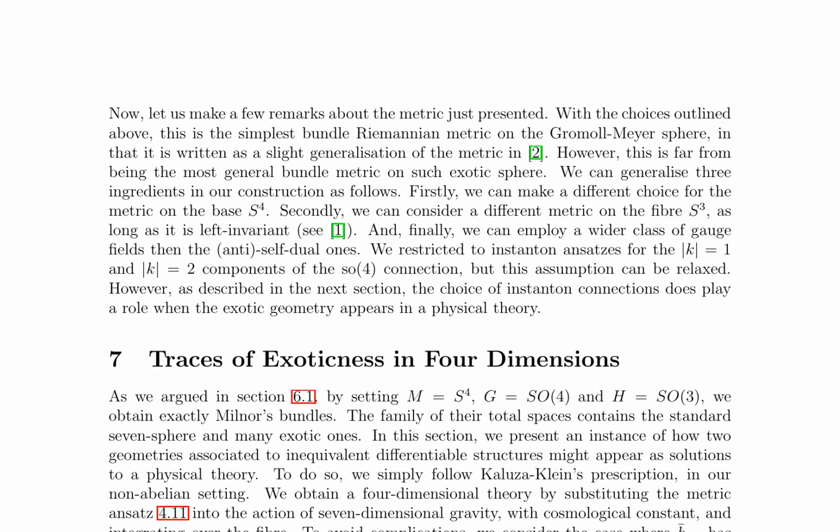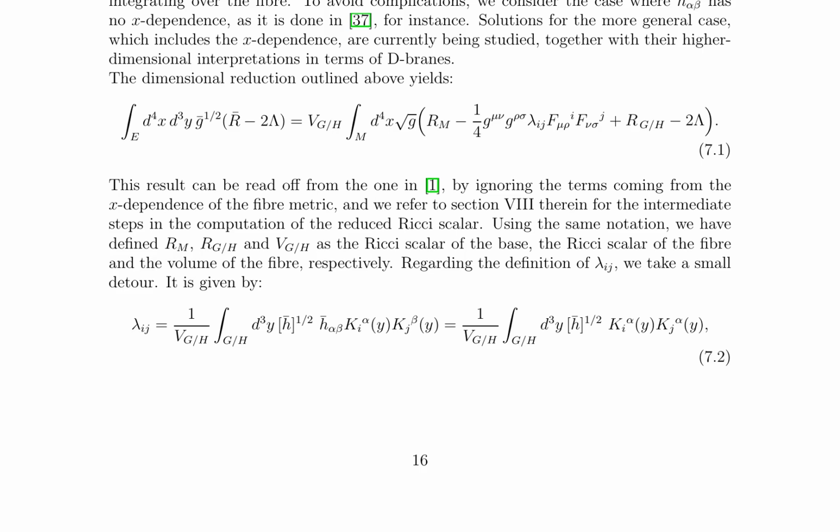The research discusses the application of a bundle Riemannian metric on the Gromoll-Meyer sphere, generalizing the metric from 2. It highlights the simplicity of this bundle metric and its limitations, mentioning the possibility of generalizing the choice of the metric on the base S⁴, the fiber S³, and the gauge fields. The authors then describe how this metric can be used in a physical theory, specifically in a four-dimensional theory by substituting the metric ansatz into the action of seven-dimensional gravity.